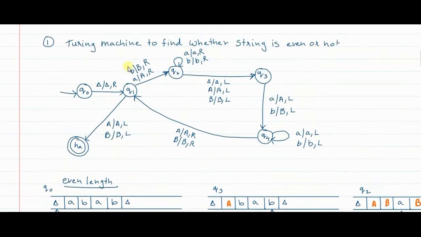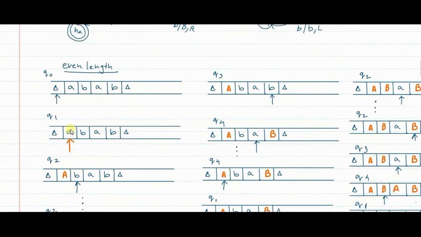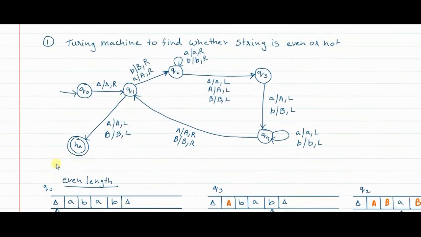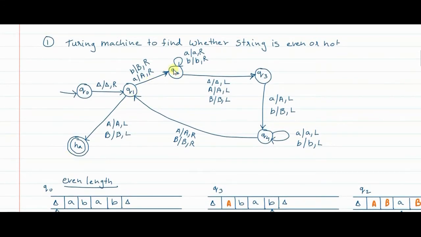In the Q1 state, if a small a is encountered, it will be replaced with capital A and the pointer will move to the right. Why we replace a with capital A is because we are marking it, marking that this particular a is already read. So here there is a small a, which will be replaced with capital A, the pointer will move one place to the right, and from Q1 we go to the Q2 state.